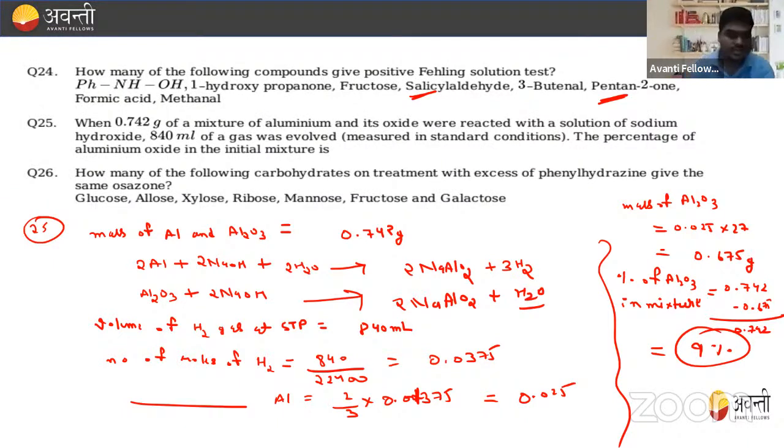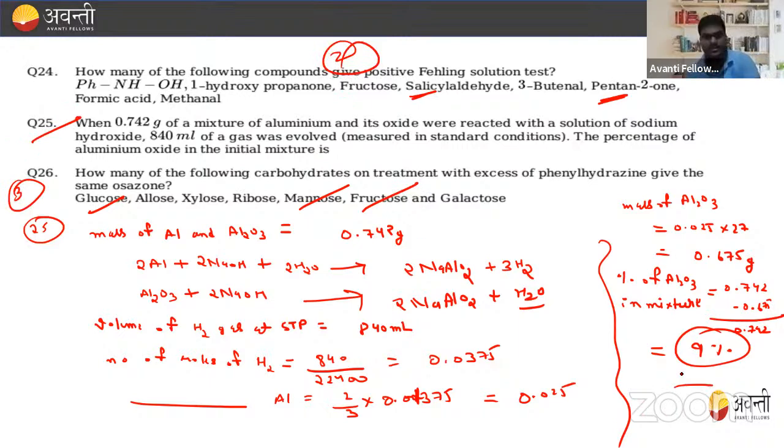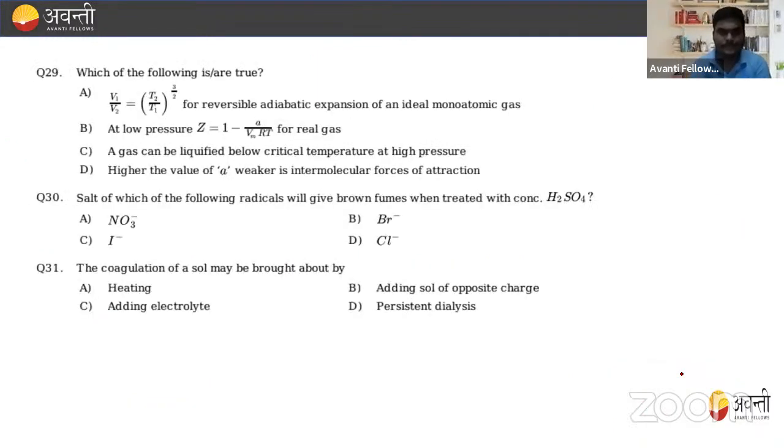Now, how many of the following carbohydrates on treatment with the excess of phenylhydrazine give the same osazone, like glucose and the following? So always remember, glucose, mannose, and fructose give the same osazone with the excess of phenylhydrazine. So only these three will give. So the correct answer for this question is 3. And the correct answer for 25 is this 9%. Right? So this is a very good question.